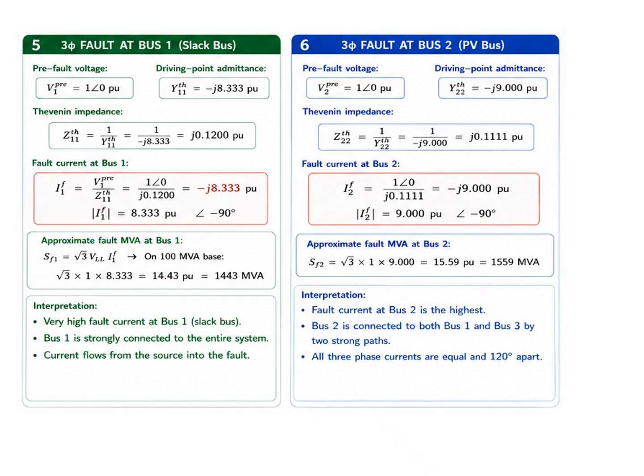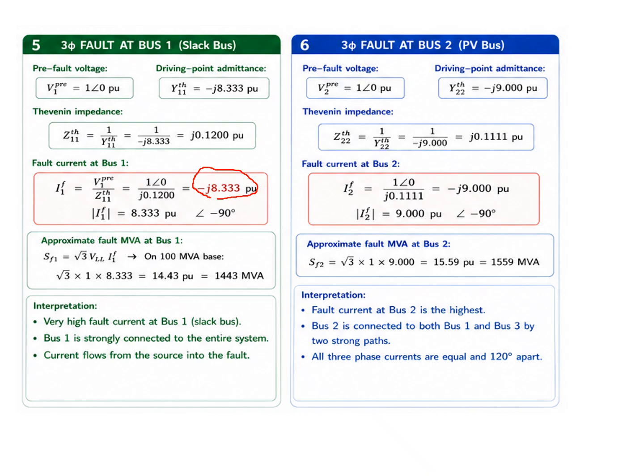We have three buses, so we have a three-by-three Y bus matrix. If a fault occurs, we can calculate the magnitude of the current at each bus. For example, if the fault is at bus 1, the pre-fault magnitude of voltage is 1 per unit, whereas the driving point admittance is -3. So we can calculate the driving point impedance by taking the inverse of this. It becomes like this. Then current can be calculated by dividing voltage by the impedance, since ZF is equal to 0. So we obtain this magnitude of current in per unit. Since minus j is minus 90, we can take 8.33 at an angle of minus 90 degrees.